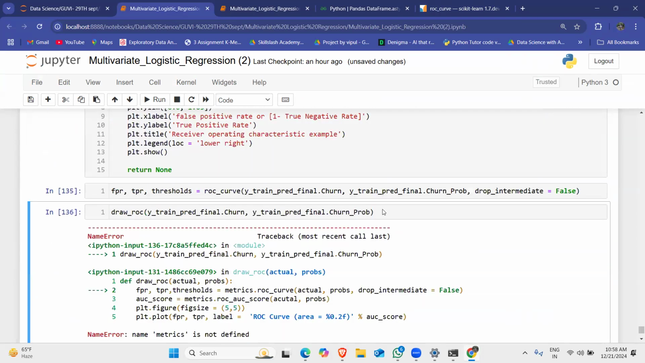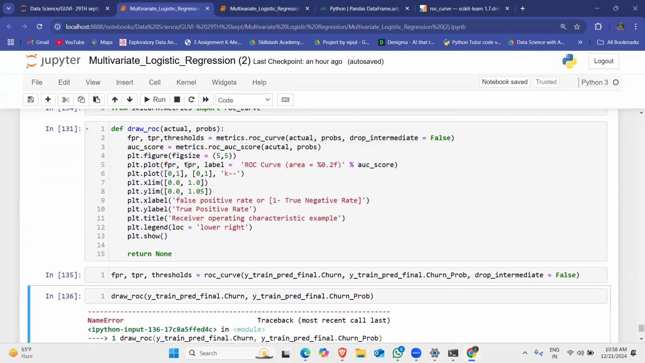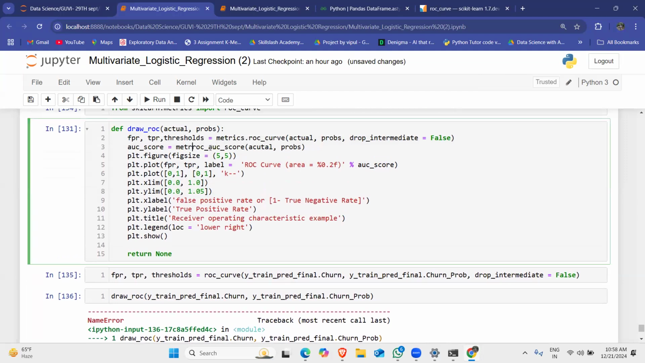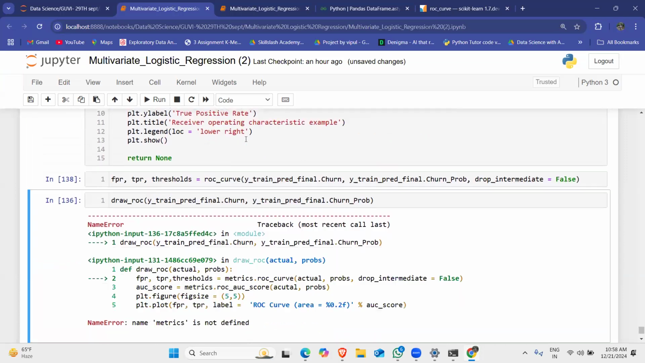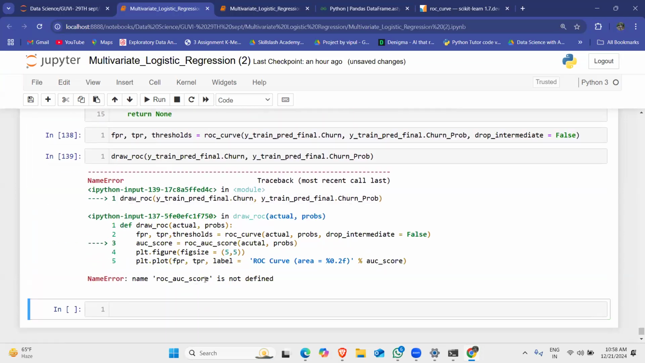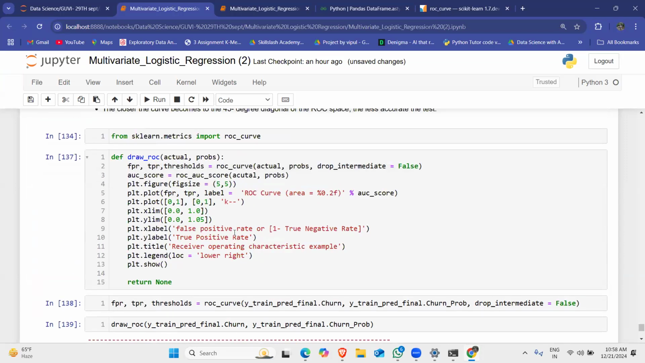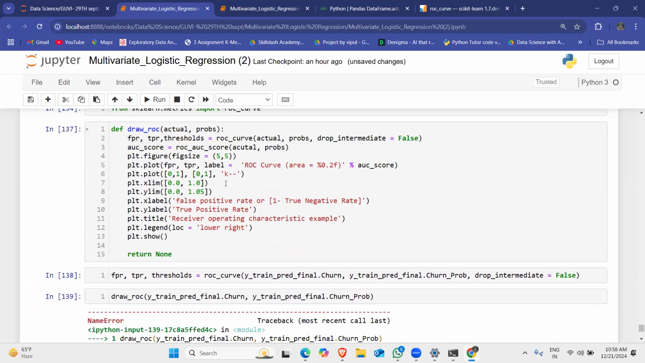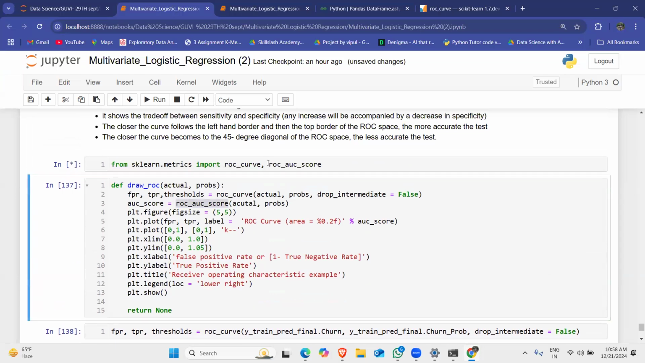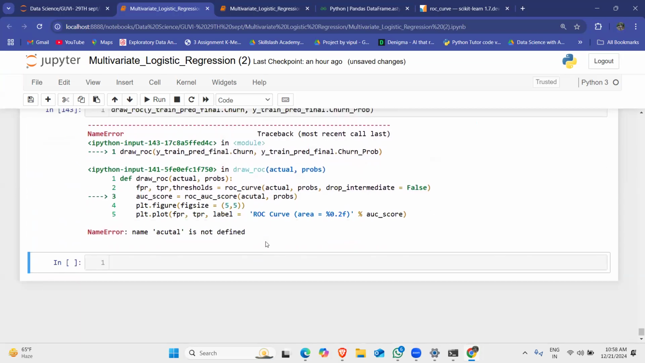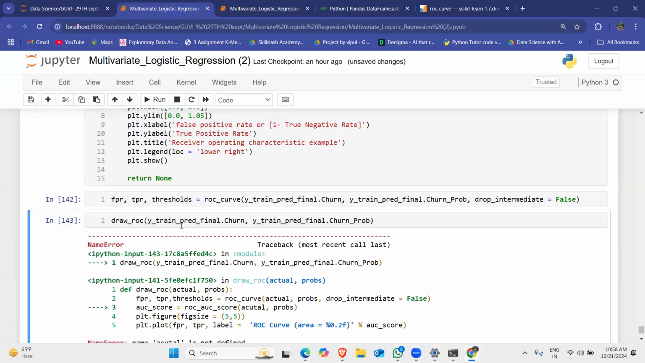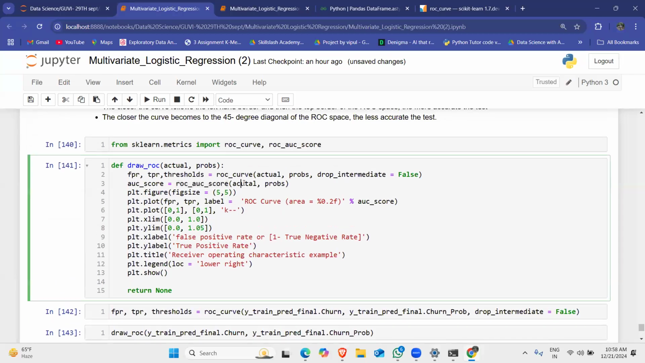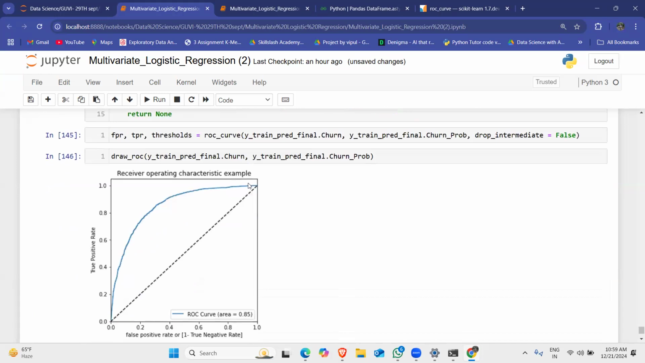Metrics is not defined, where we have done metrics? I think it's earlier here. So that is also fine. No problem for that. ROC-AUC score. Where is ROC-AUC? Okay. This one is something which we need to import. Now, the actual value is wrong. Spelling is wrong. Actual. Yeah, this is your receiver operating curve, right?